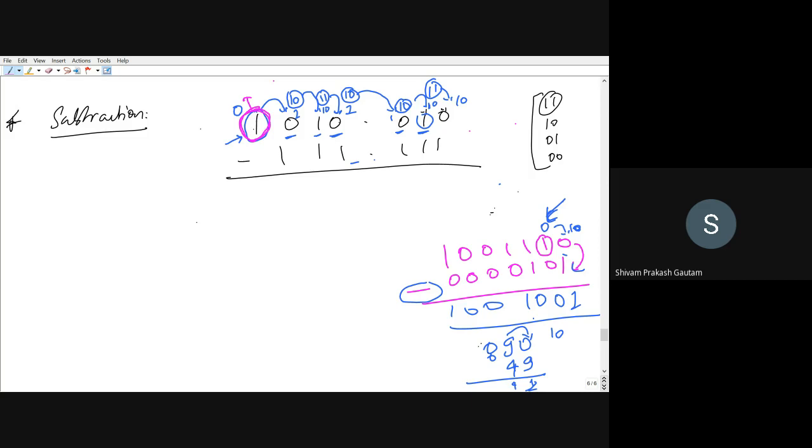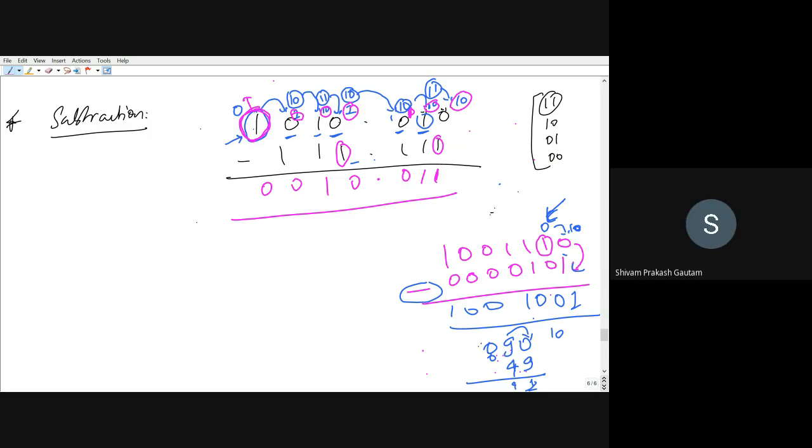So now let us subtract. 10 minus 1 will be equal to how much? 10 minus 1 will be 1, right? And again here 10 minus 1 will be equal to 1. Here we are having 1, so 1 minus 1 will be equal to 0. Again 1 minus 1 will be equal to 0. Here we are having 10, 10 minus 1 will be equal to 1. And here we are having 1, so 1 minus 1 will be equal to 0. So this is how you will subtract. Is it okay?